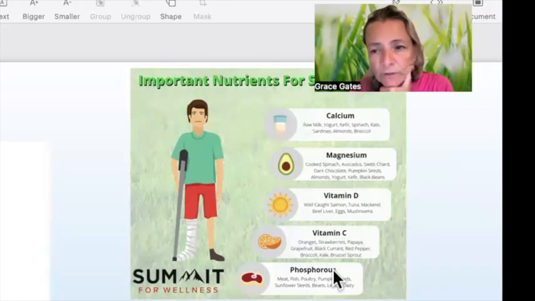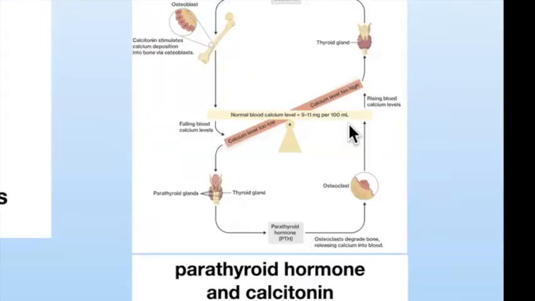In the picture over here, we just have a little picture reminding you that there's a lot of nutritional factors that are important for bone growth. And here's a picture of how parathyroid hormone and calcitonin work, but you really don't have to learn that until we learn about the endocrine system in Unit 4.